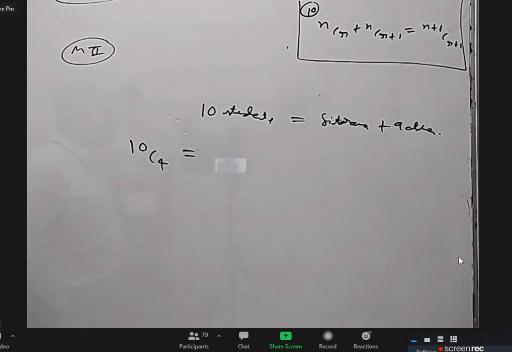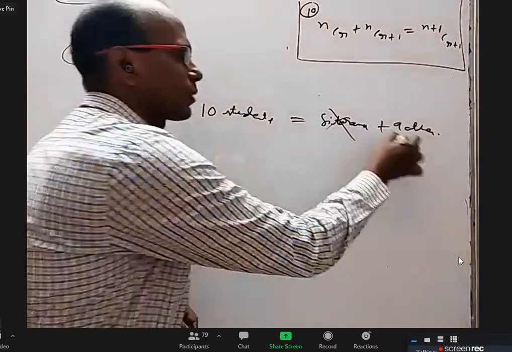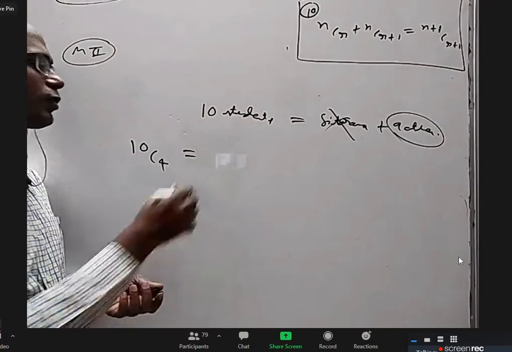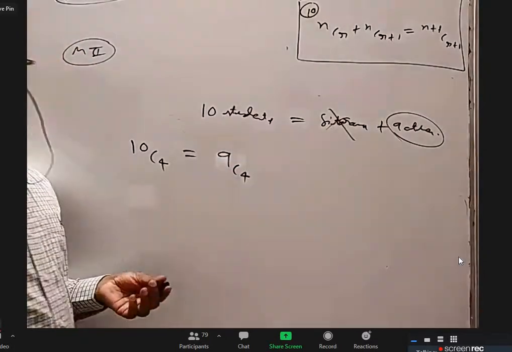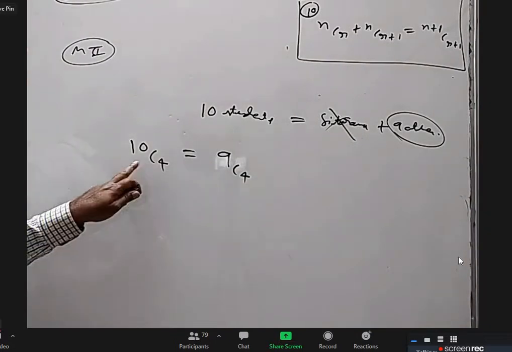10C3. No. 9C4. Yes, it is 9C4, sir. Correct. Why is it 9C4? Sitarama should not be selected, which means I have to select 4 people from how many people? From 9 people, right? So from 9 people, selecting 4 people is 9C4. So in 9C4 teams, Sitarama is not there, and all these teams are there in this list.